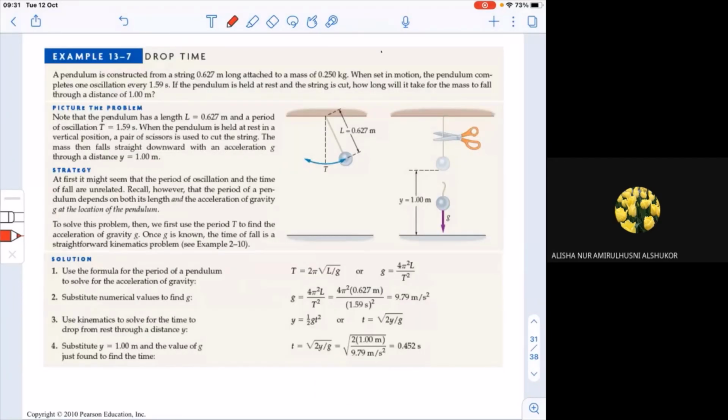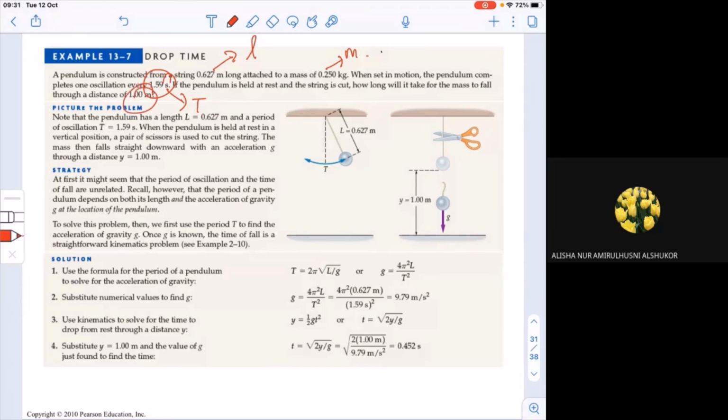Right, so let's look at these examples. A pendulum is constructed from strings 0.627 meters long attached to a mass. So this one is L, and this one is mass. When set in motion, the pendulum completes one oscillation every 1.5 seconds. So this one is T. If the pendulum is held at rest and the string is cut, how long will it take for the mass to fall through a distance of 1 meter?